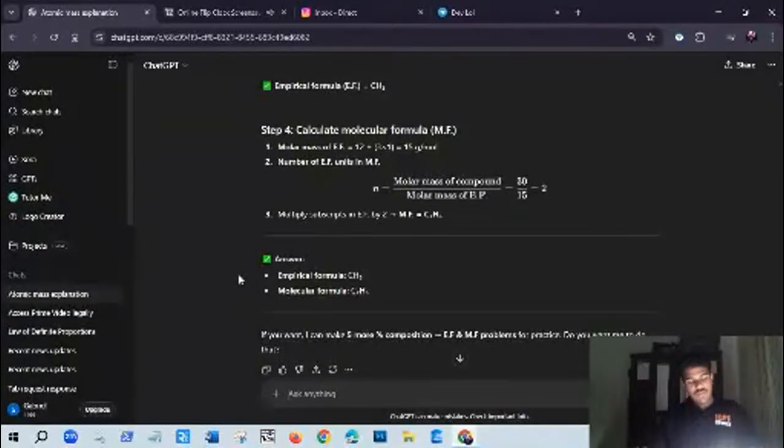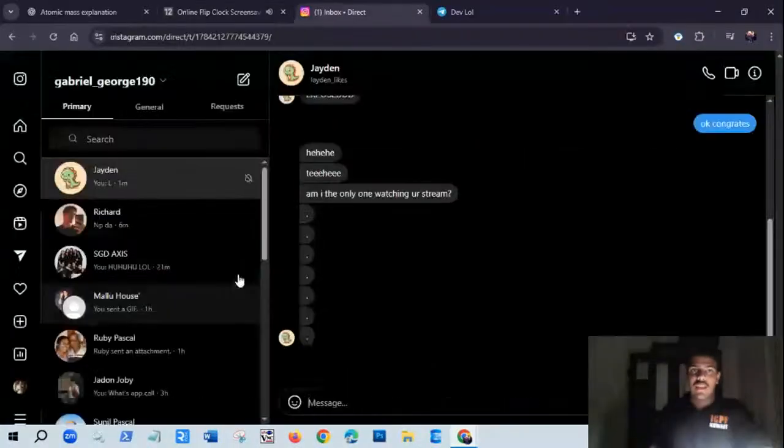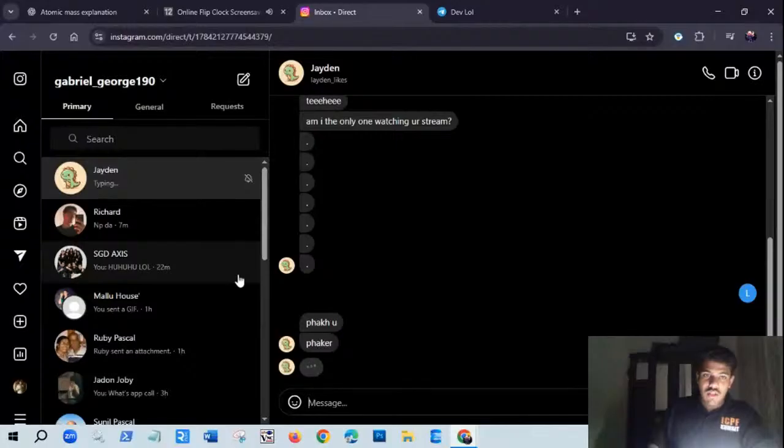Okay, so for the molecular formula, you take this. 30 by 15 is equal to 2. So you take CH3 times 2, that is equal to C2H6. See that 6? We will do another question because I'm lagging.